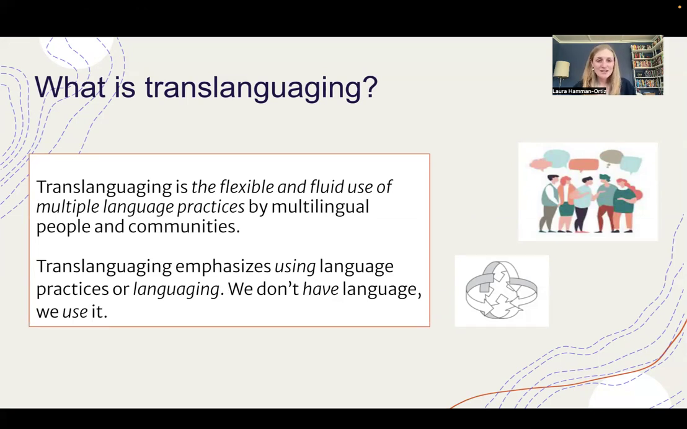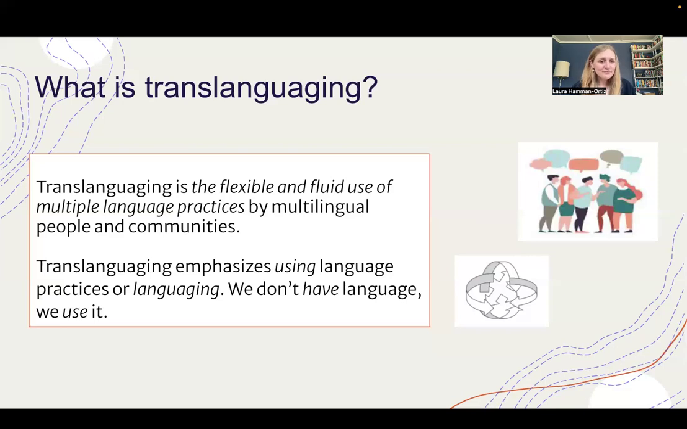So translanguaging is a term that describes the flexible way that multilingual people actually use language, especially when they're engaging with other multilingual people and with their larger multilingual communities. It's important to emphasize that this is a natural and normal way of using language. It's not that people are confused, and that's why they are shifting, or what appears to be shifting, between languages. It's just that all of these different linguistic resources are part of their repertoire. And so when they're with other people who share those languages, they use those different resources.